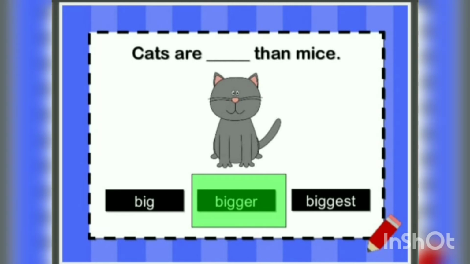Okay. Cats are dash than mice. See, there are 3 options given there. You have to choose the correct option. Cats are what? Bigger than mice. Did you get that answer correct? Very good. If you have not got it correct, please correct it.